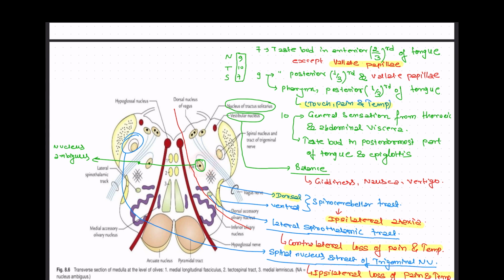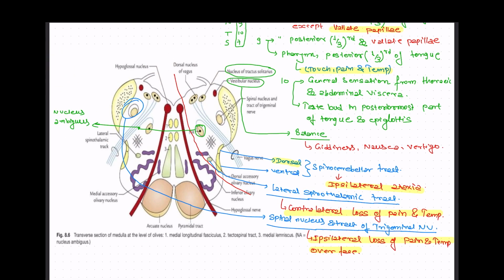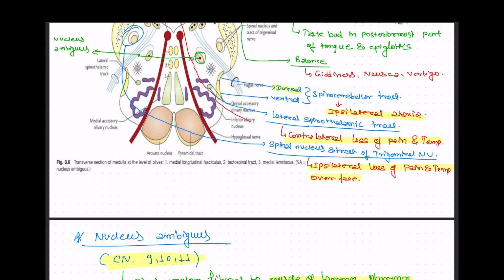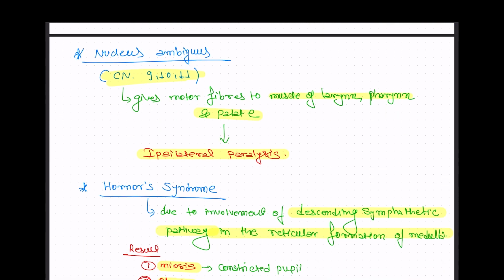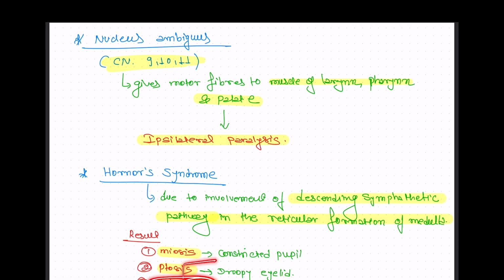It also causes dysfunction of the nucleus ambiguus. The nucleus ambiguus includes cranial nerves 9, 10, and 11, and they give motor fibers to the muscles of the larynx, pharynx, and palate on the ipsilateral side. Due to the defect of the nucleus ambiguus, it causes ipsilateral paralysis. And from the regions of the reticular formation, the descending chain of sympathetic fibers goes down towards the spinal cord, and due to involvement of the descending sympathetic pathway in the reticular formation, it also causes Horner syndrome, which results in miosis, ptosis, and anhidrosis. Thank you.